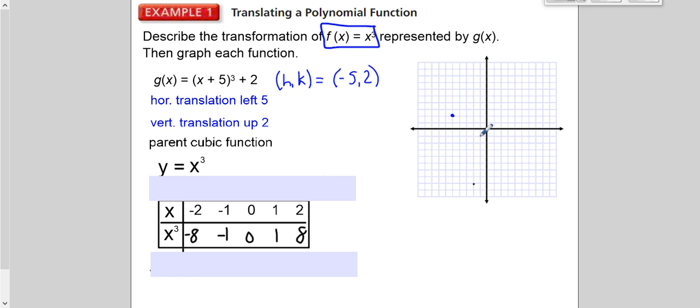Negative 1, negative 1. 0, 0. 1, 1. And 2, 8.